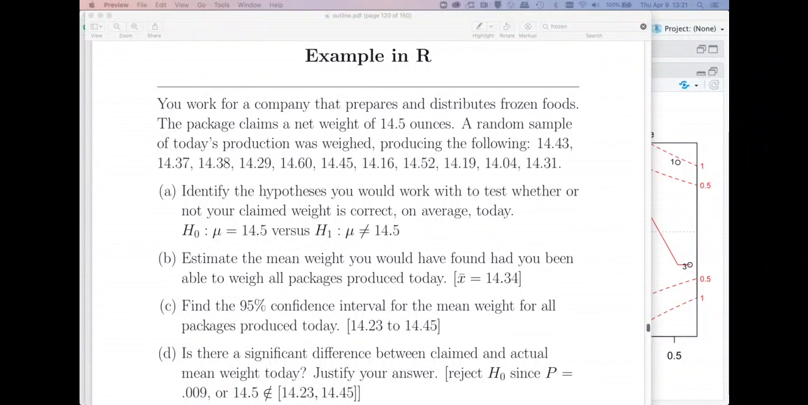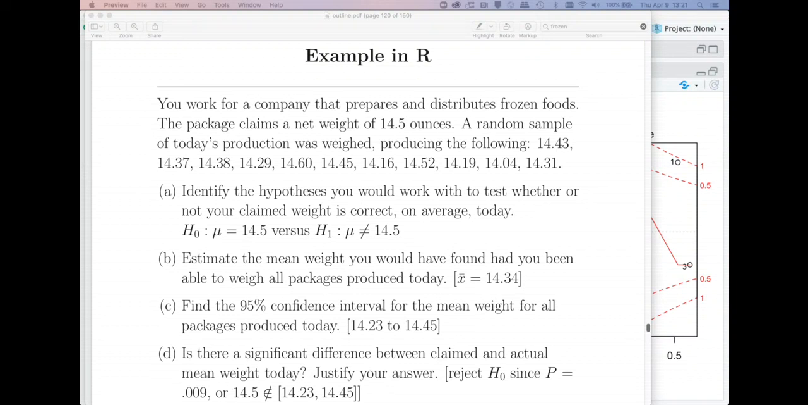This problem is going to discuss the solution to the frozen food problem in the course packet. So we work for a company that prepares and distributes frozen foods, and we claim to put 14.5 ounces worth of stuff in our frozen package. We've just produced a bunch of frozen dinners, and we'd like to be able to estimate whether we're putting the correct amount in. So we draw a sample.